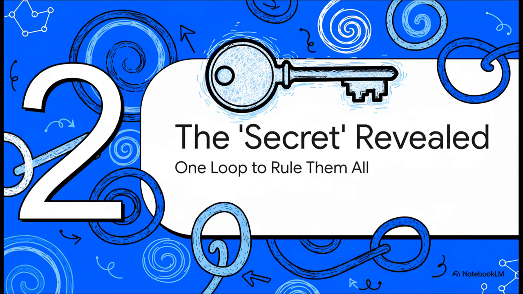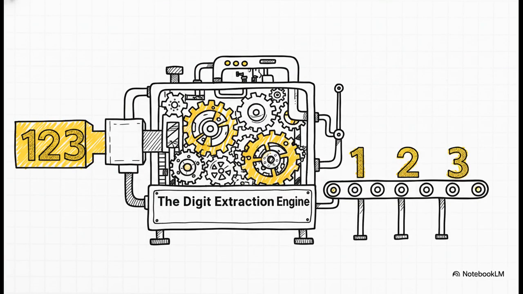Okay, enough about the problem. Let's get to the solution. In Section 2, we are going to pull back the curtain and reveal that master key I was talking about. And here it is. The secret isn't some super complex algorithm. It's a simple, really powerful loop. The core logic for pretty much all of these programs is identical. We're calling it the digit extraction engine because its one and only job is to take any number you give it and break it down digit by digit.